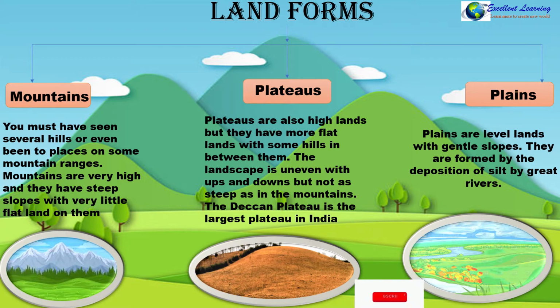Children, the next important landform is plains. Plains are level lands with gentle slopes. They are formed by the deposition of silt by great rivers. You can see what plains look like in this picture.